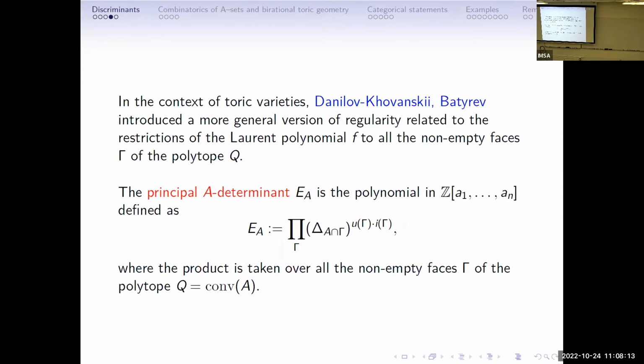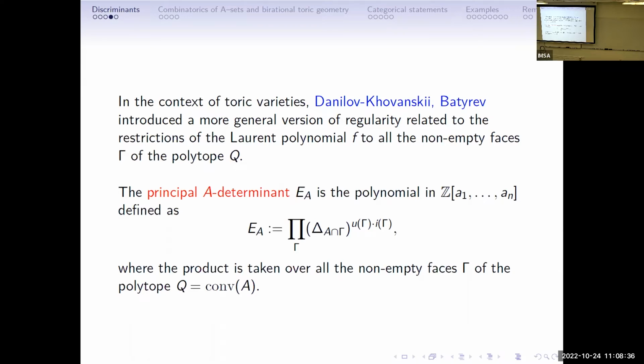There's good reasons why they use the terminology. It is the following polynomial. They call it E_A, and it's a product. So it's over all these discriminants corresponding to all the non-empty faces with some multiplicities. Everything here is crucial for this definition.